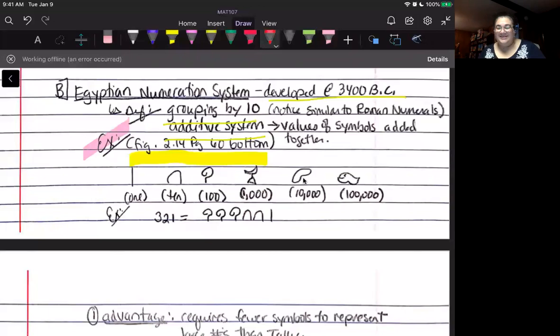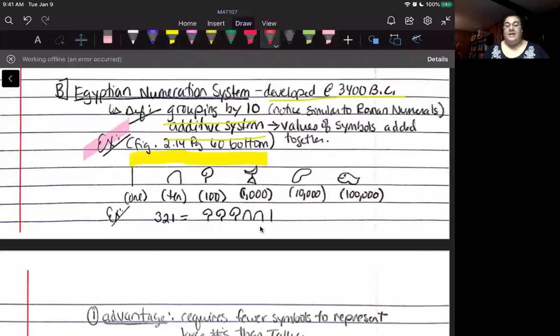And this was a fish, so we were on the money on that one. That is called fish. And they have one more, which looks like a little stick figure man, and that one was called the astonished man, and that represented a million, but I didn't think we had to go that far, okay? So, for example, to write the number 321, they would write it this way, okay?